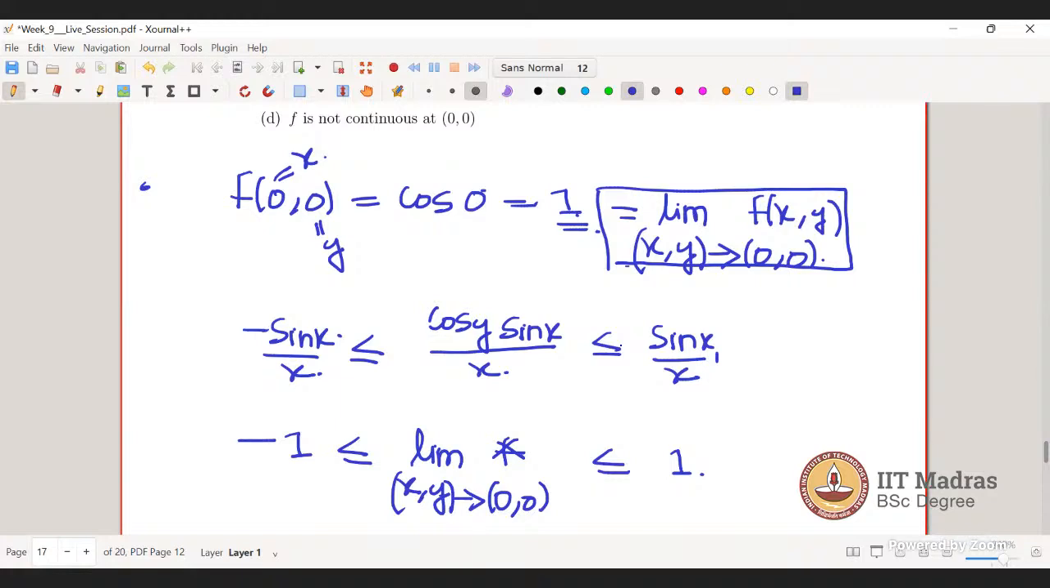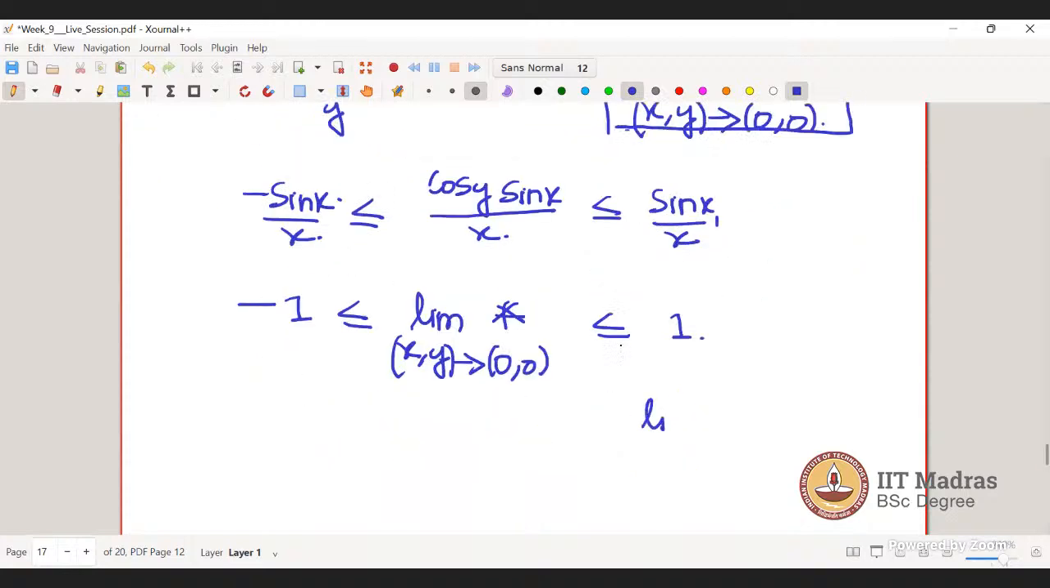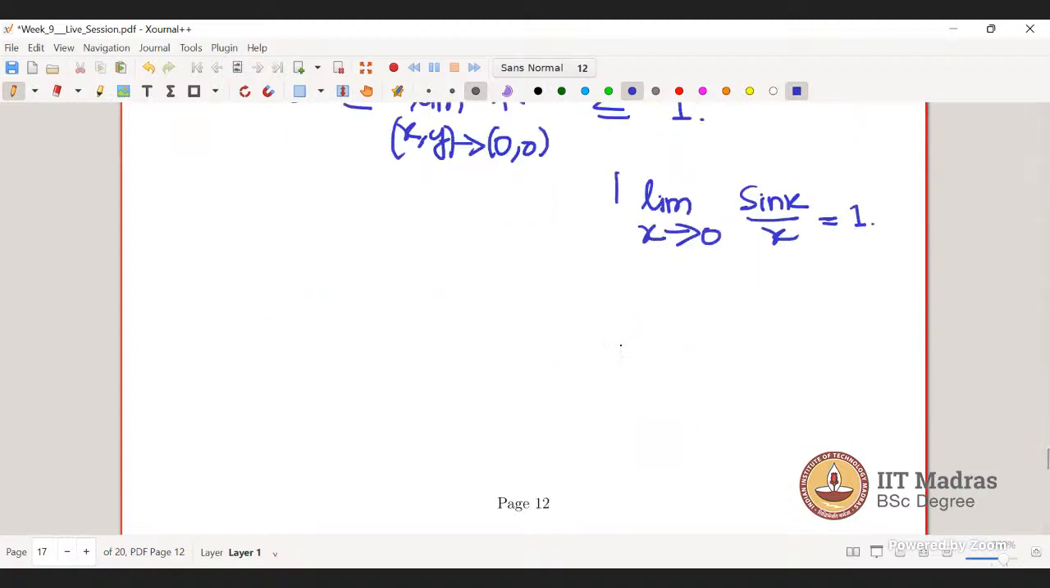How is sin x by x? At (0, 0) the limit, there is no term containing y, so this is basically the limit as x tends to 0 of sin x by x. That is, sin x will be 0, right? No, this is 1. I guess you have to apply L'Hopital's rule.